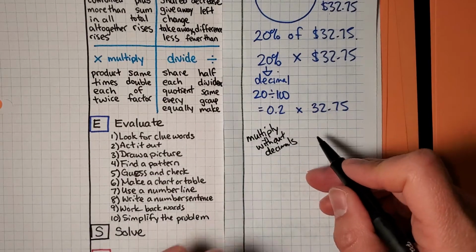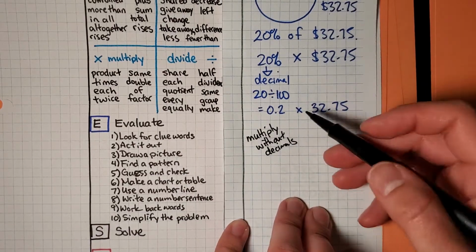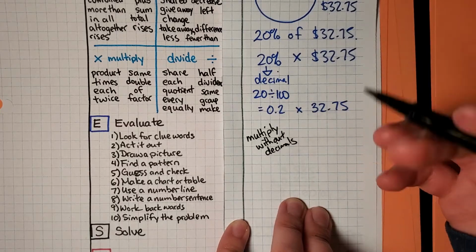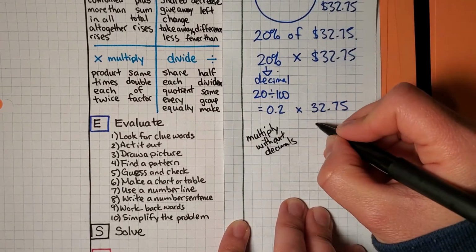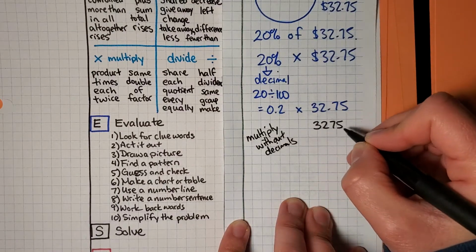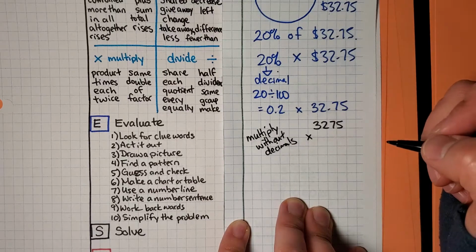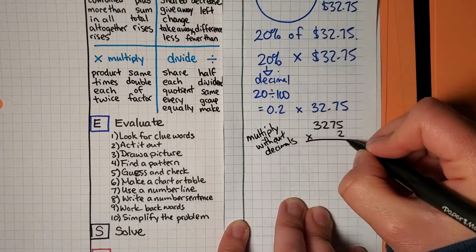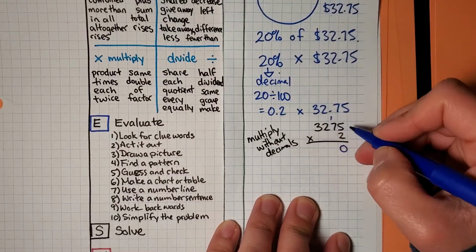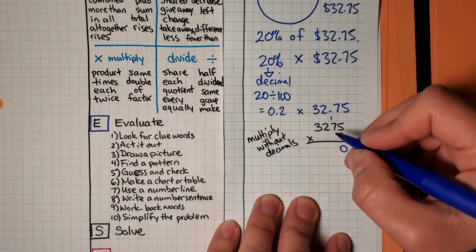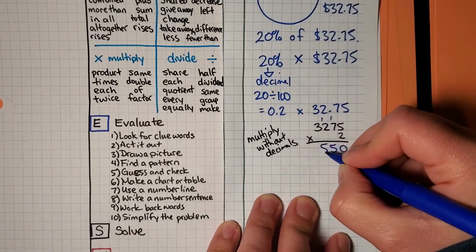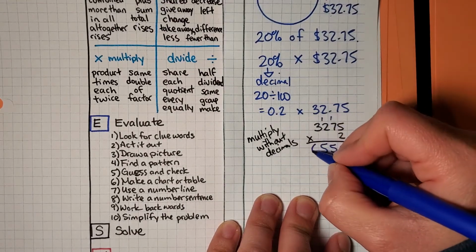So I'm going to multiply this without decimals. If you have a calculator, just punch in 0.2 times 32.75 and get the answer. I don't have a calculator, so I'm just going to multiply as if there are no decimals. 3275 times, I'm not even looking at 0.2, just going to times it by 2. 2 times 5, 10. 2 times 7, 14 plus 1, 15. 2 times 2, 4 plus 1, that's 5. 2 times 3, that's 6. I get that.